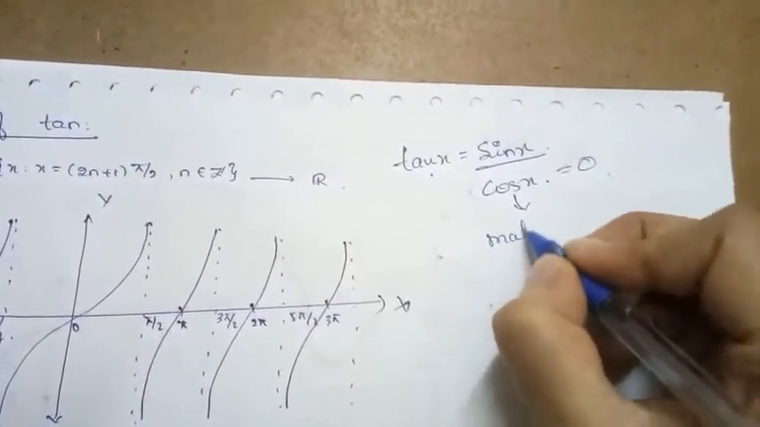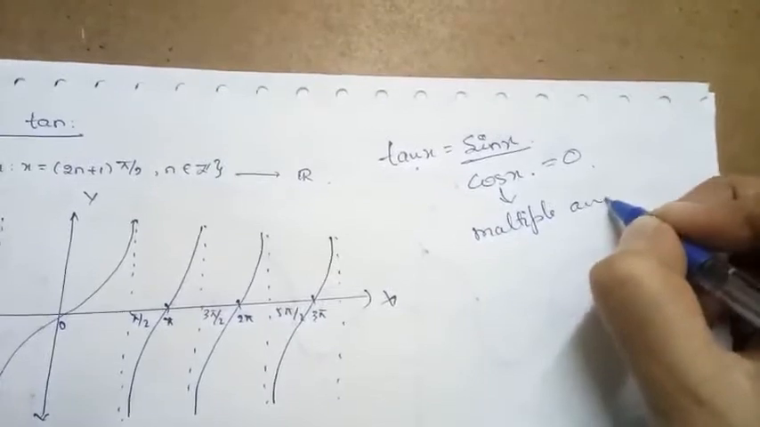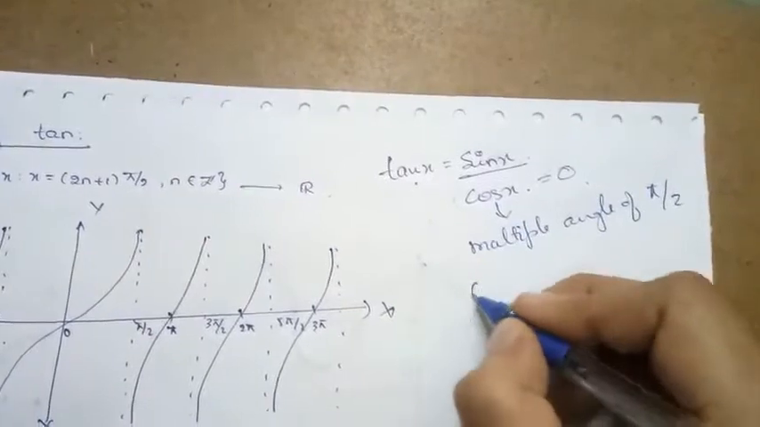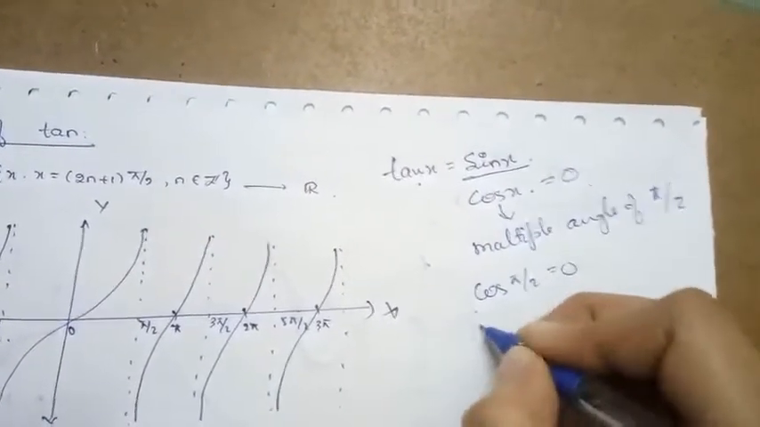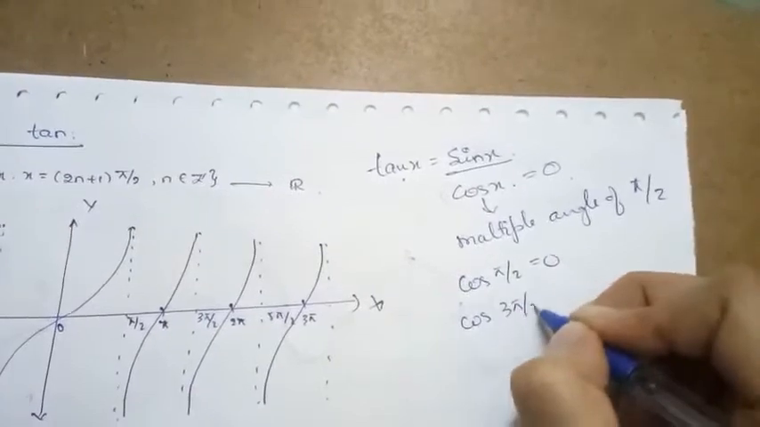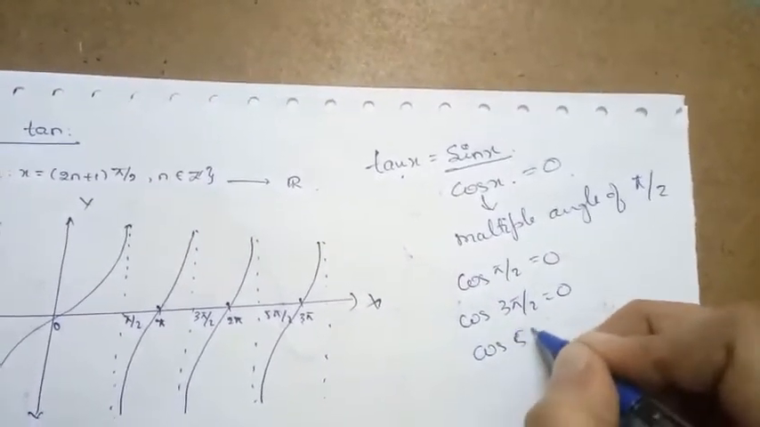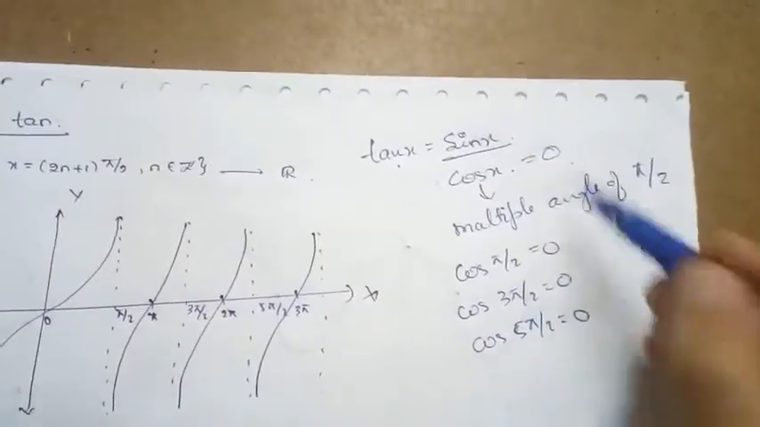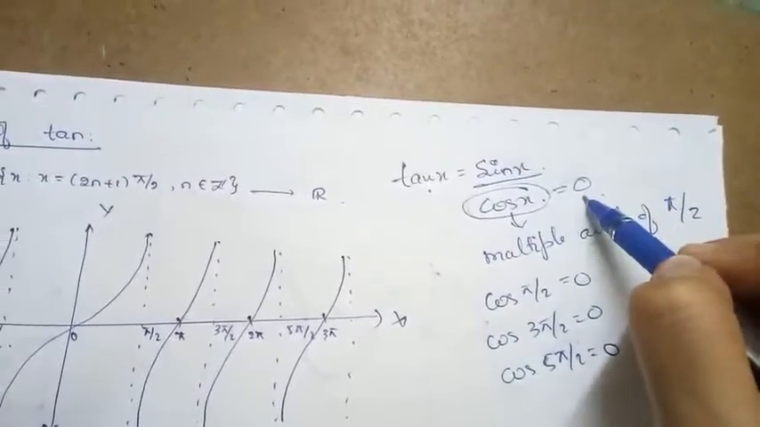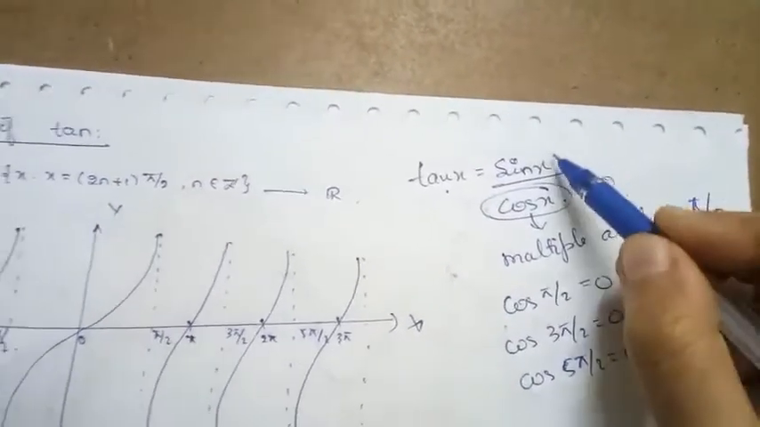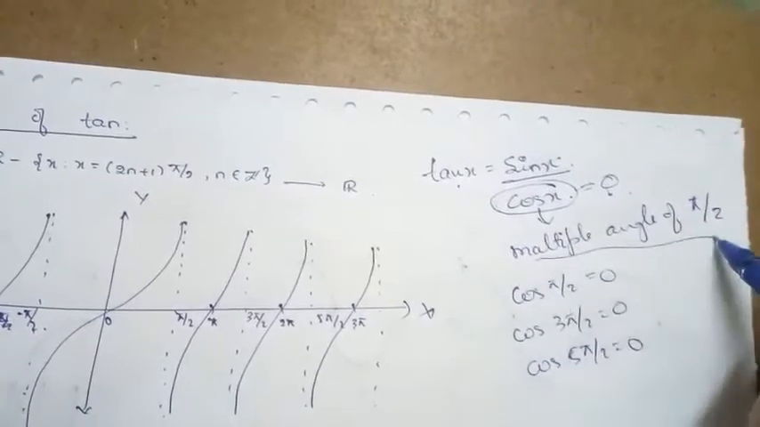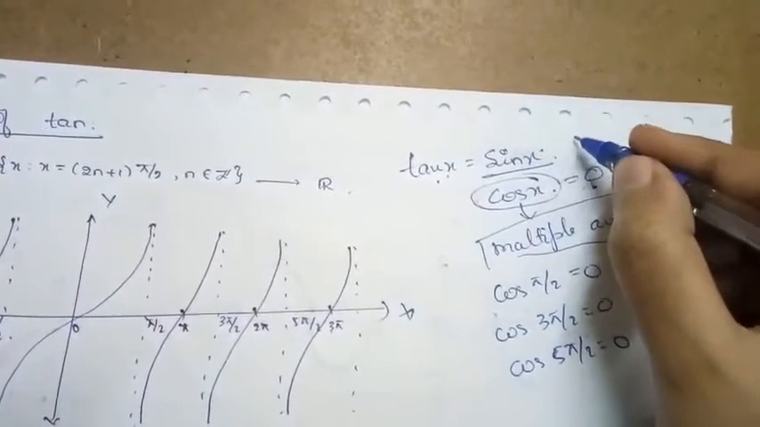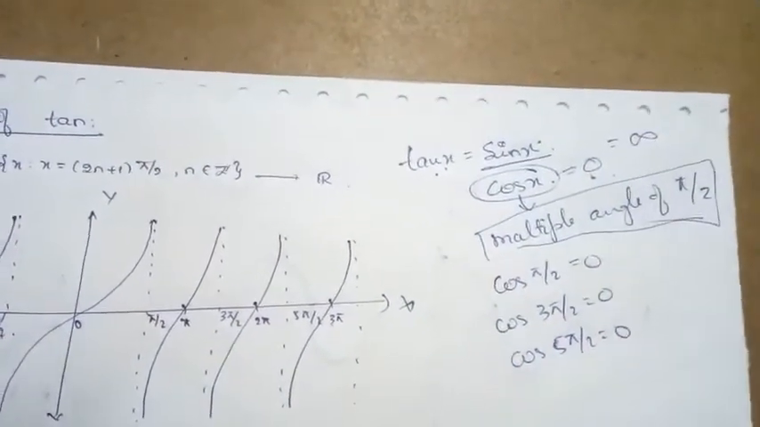At the odd multiples of pi by 2, we know that cos values are 0, that is cos pi by 2 is 0, cos 3 pi by 2 is equal to 0, cos 5 pi by 2 is equal to 0, cos minus 3 pi by 2 is equal to 0, cos minus 5 pi by 2, and so on. So at all these points the cos function is 0. So when the cos function is 0, at all those multiple angles of pi by 2, the tan function becomes something by 0, that is infinity, which is not at all defined.